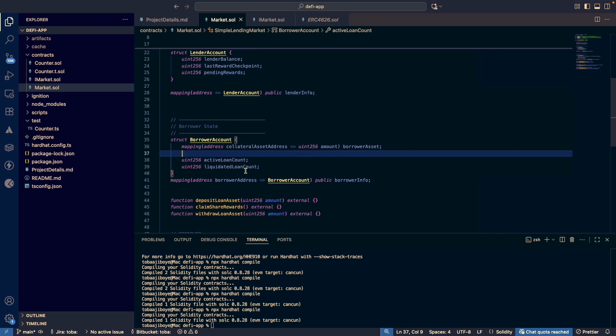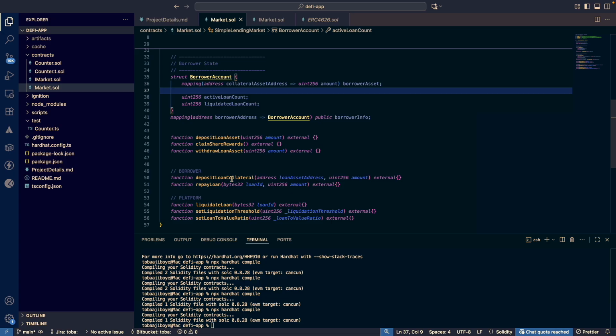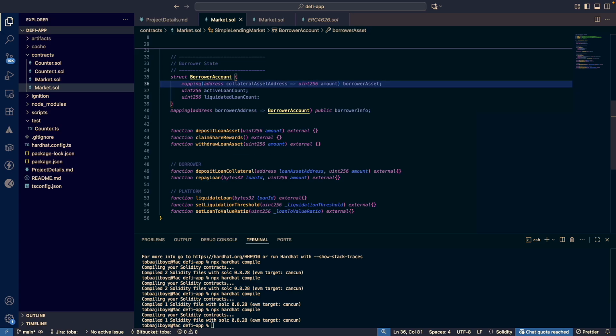So when a user deposits collateral, it goes in here and this goes up. When a user repays a loan, this goes down. Okay, so this seems to be the only field that I am aware of. To be honest, we could potentially leave it the way it was before. We could have left it with the nested mapping format, but I think it's cleaner this way.